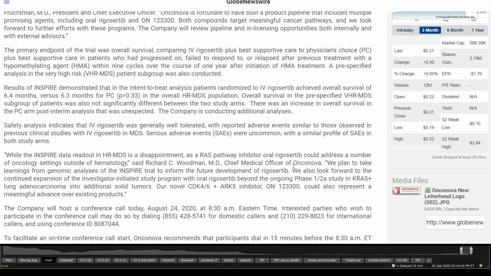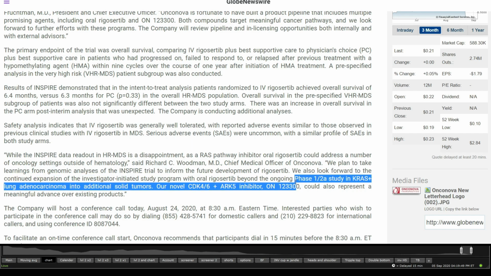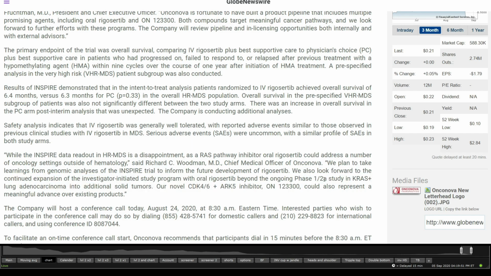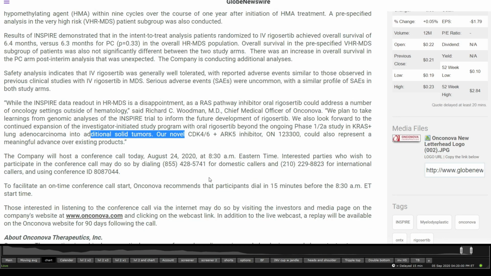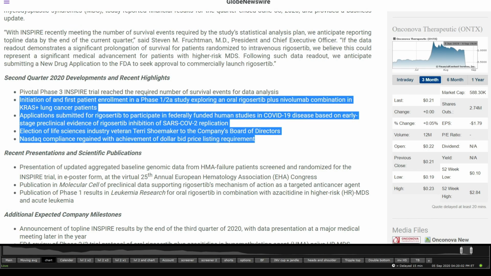Now that is amazing news, and they look forward to continued expansion of investigator-initiated study programs with oral rigosertib, basically for a phase 1/2a study in KRAS plus lung and in additional solid tumors. So that is amazing news. There's still a little bit of advancement in other programs they have.